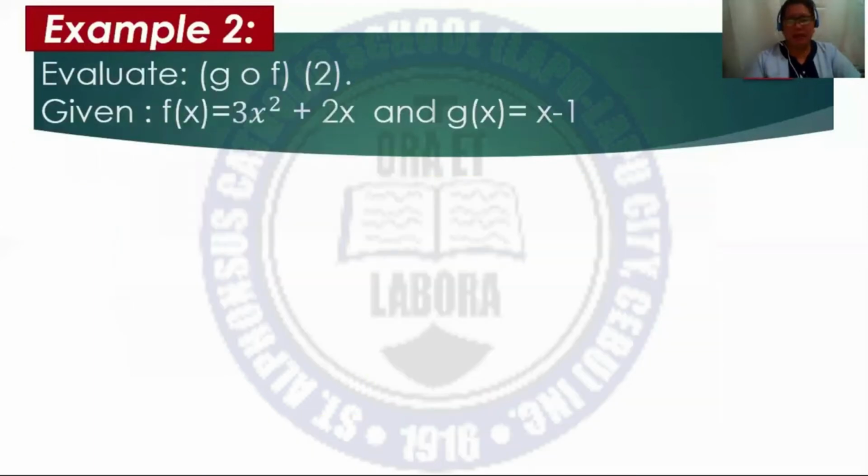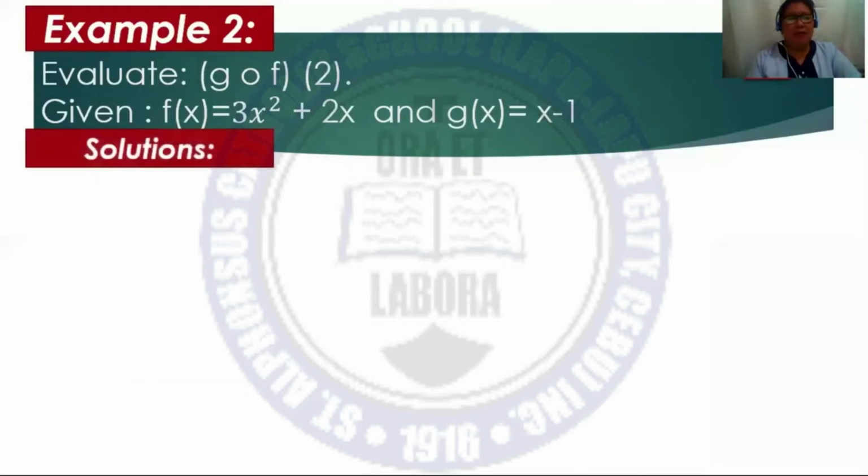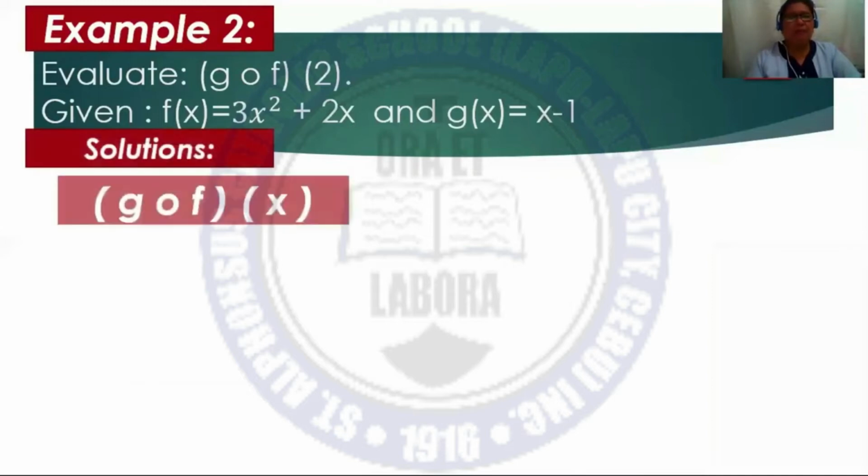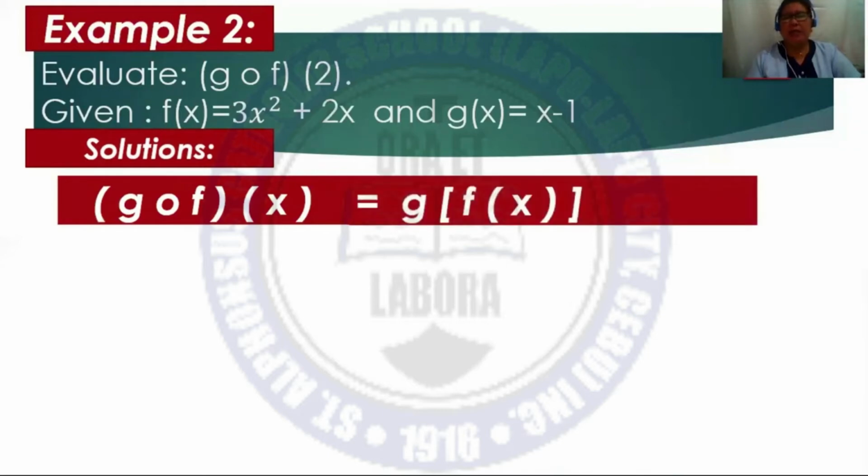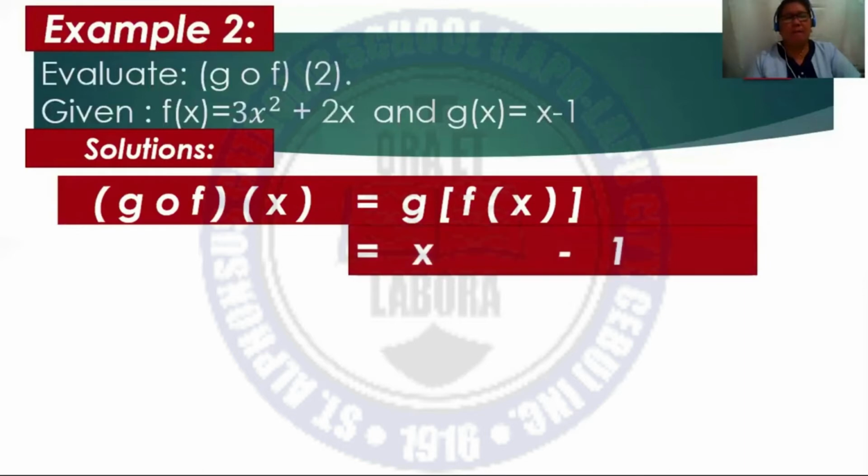Let us have another example. Evaluate g circle f of 2. Given f of x is equal to 3x squared plus 2x and g of x is equal to x minus 1. Using the first method, we will have this. g circle f of x can be written as g of f of x.